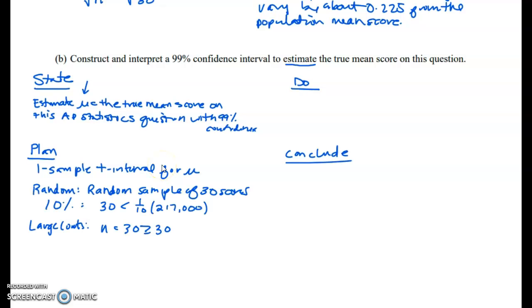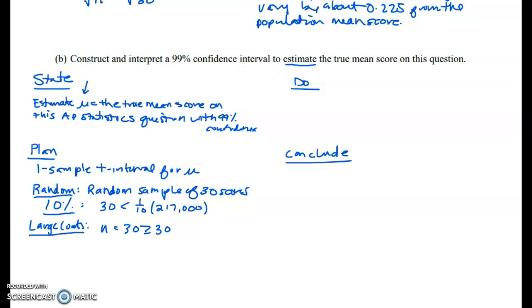So again, the same conditions. We have our random condition. Actually state why we know it's random. Go back up to the beginning part. Show your work for that 10% condition. 30 is less than 10% of the total 217,000. And then the large count. In this case, we know our sample size is 30, which is greater than or equal to 30. So again, nothing different from chapter 8, just making sure we're doing central limit theorem.